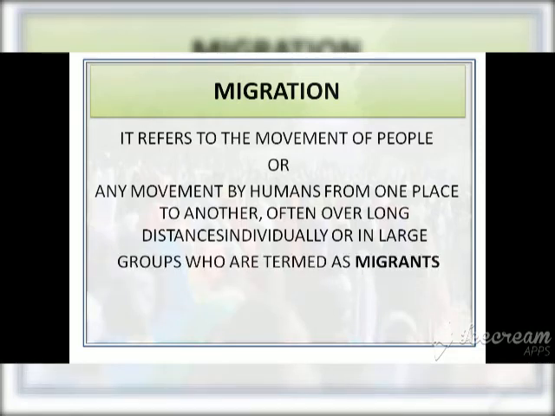So what do we mean by migration? Migration is the movement of people from one place to another, or any movement by humans from one place to another, often over a long distance. It may be done individually or in large groups. And the people who migrate are termed migrants.